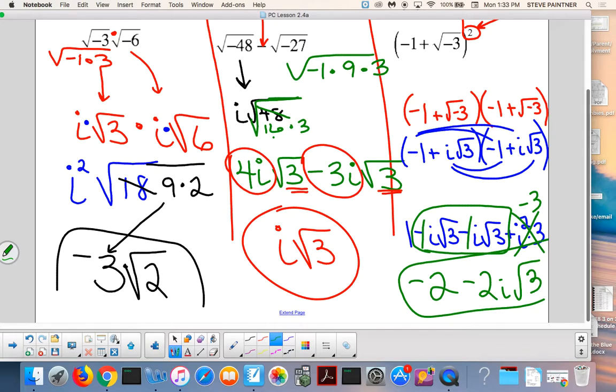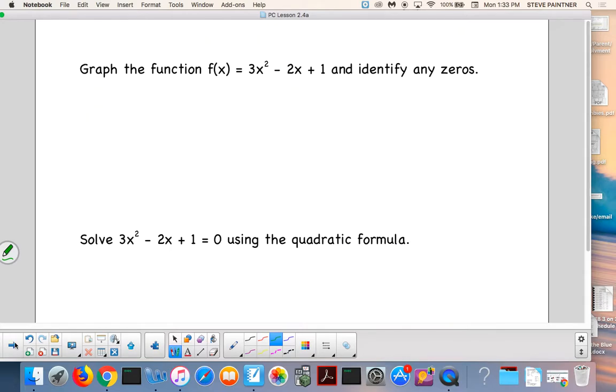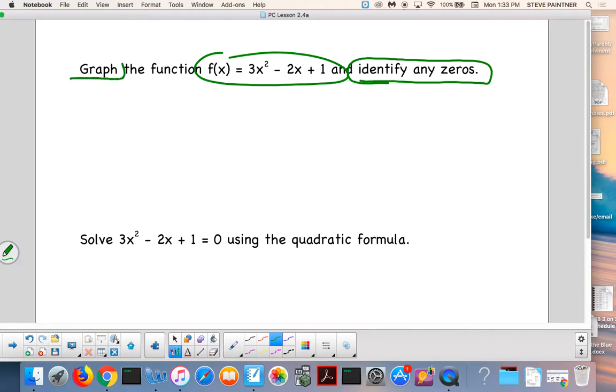Questions? One last slide, here we go. Would you take this function right here and identify any zeros? I would like you to get the zeros of the function. And you need to do it by what? Graphing.